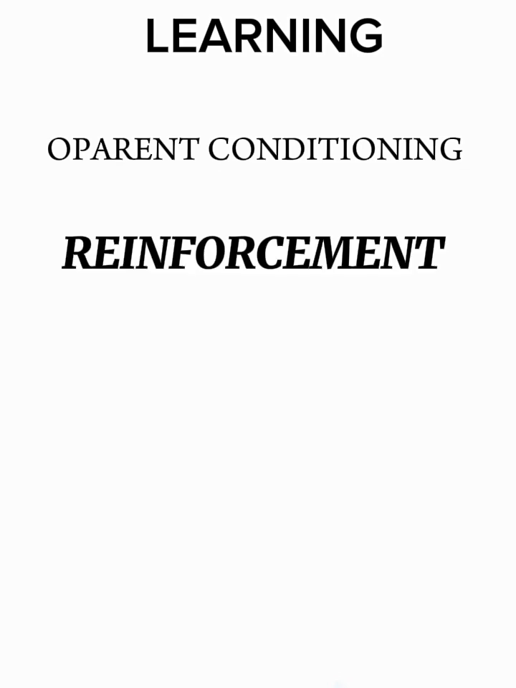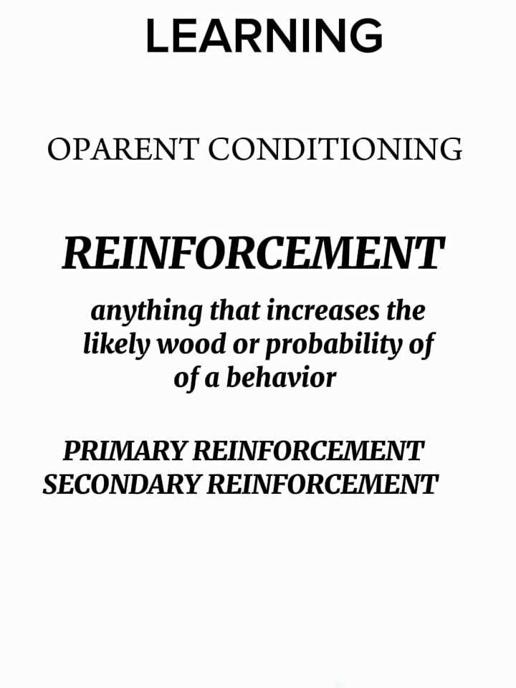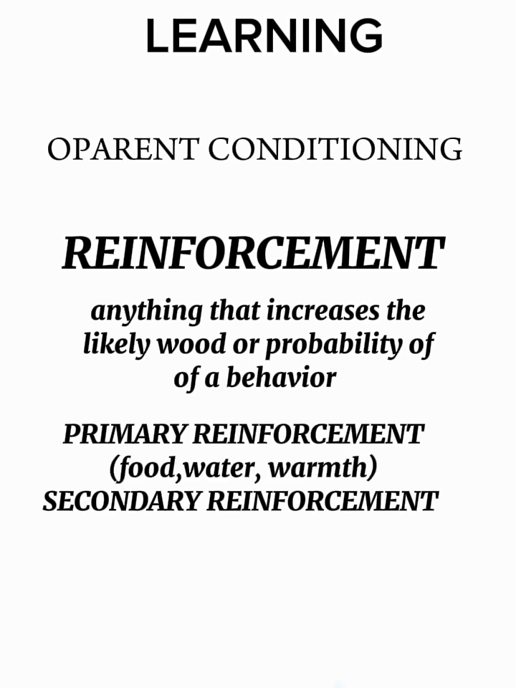Let's start with reinforcement. Reinforcement refers to anything that increases the likelihood of a behavior. There are two types of reinforcement: primary and secondary. Primary reinforcements are things that increase behavior that we do not need to teach, things like food and warmth. When you're hungry, you eat. When you're cold, you want to be warm, right?